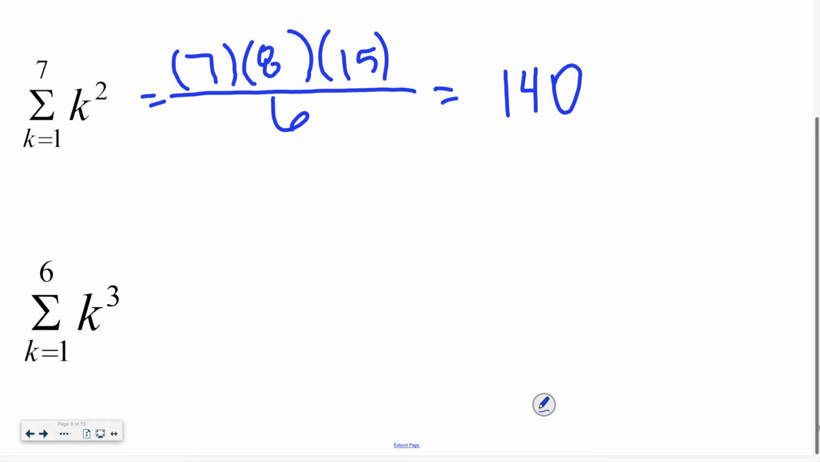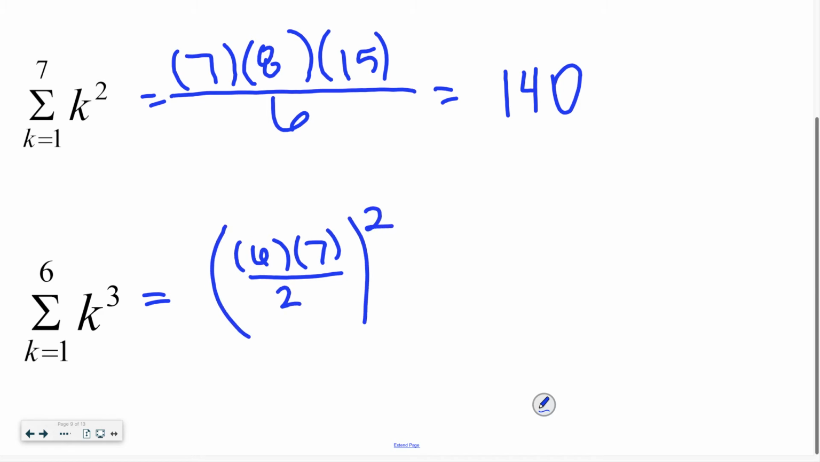Okay, so k equals 1 to 6 of k cubed. For our k cubed shortcut, we are going to take n times n plus 1 over 2, but then we're going to have to take that quantity squared. So it looks similar, or it's the same fraction as you have in the k shortcut, but then we just have to square it. All right, so help me out. What is that? 441.